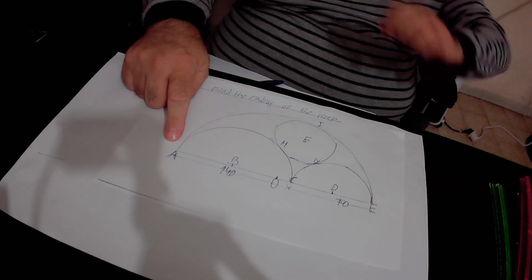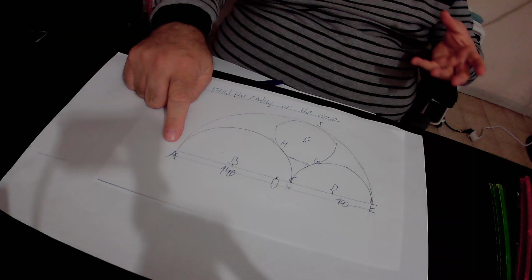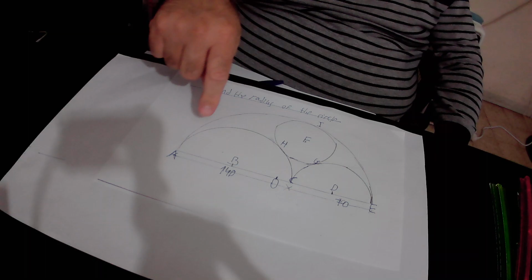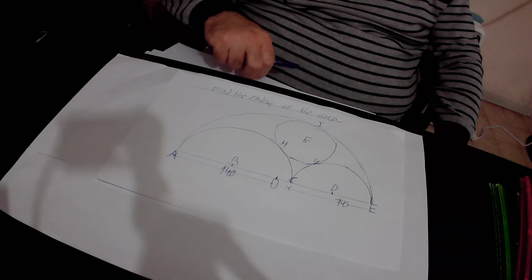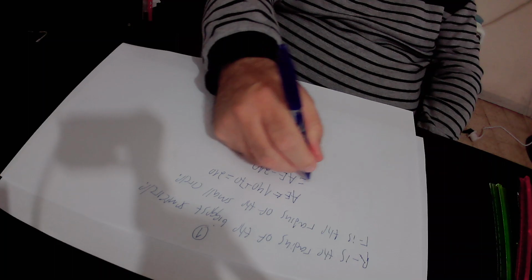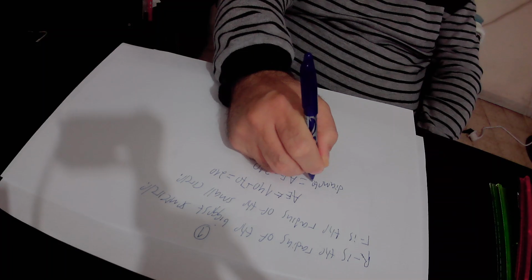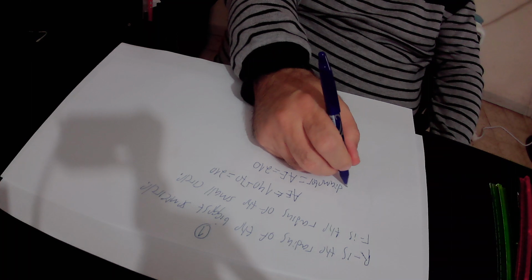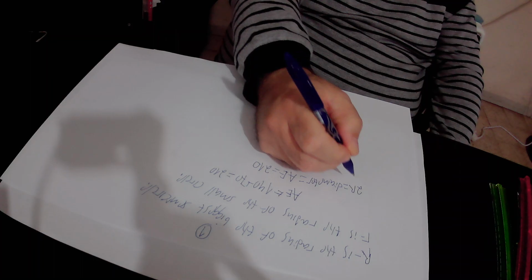Okay? And the diameter of any circle or semicircle is twice as long as the radius. And because the radius of the biggest semicircle equals capital R, it means that the diameter must be equal to 2 times capital R. So I write it down. AE is the diameter of the biggest semicircle, and it is equal to 2 times capital R, 2 times the radius of the biggest semicircle.